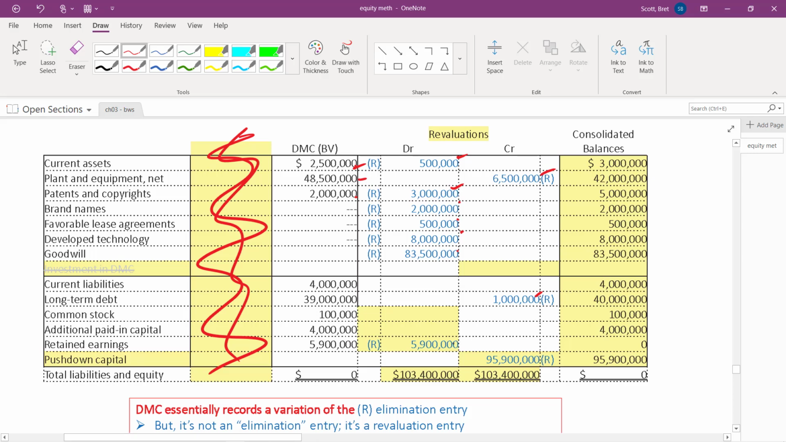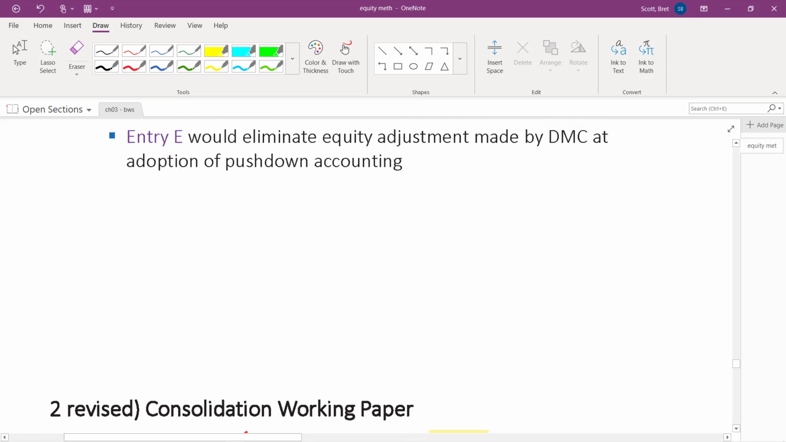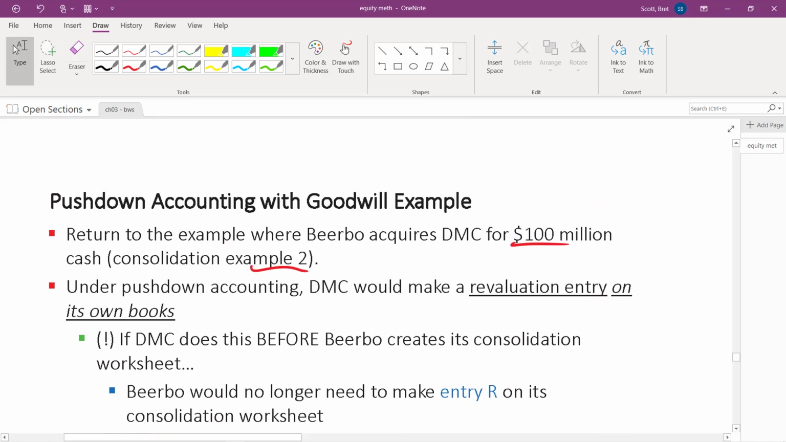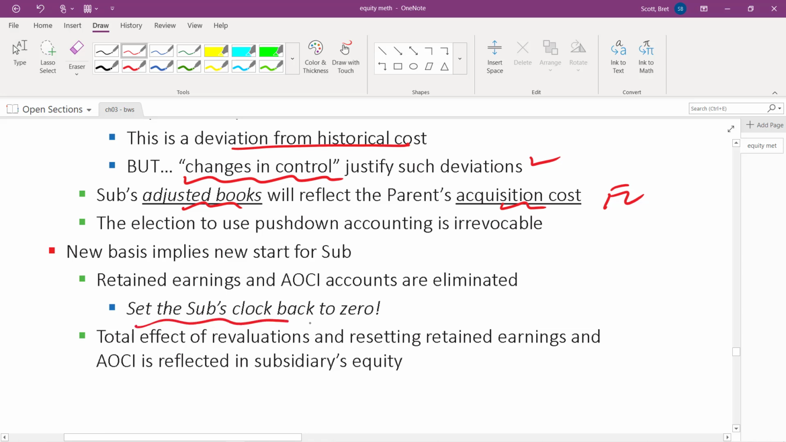And wait a minute, do we want to get rid of our retained earnings? Yes, we do. In fact, this is where it gets kind of strange, because the idea about push down accounting, as it says up above, is it gives a chance for the subsidiary to start from scratch. So it's almost like it's setting the subsidiary's clock back to zero. Retained earnings and any AOCI are eliminated. That's part of this process.